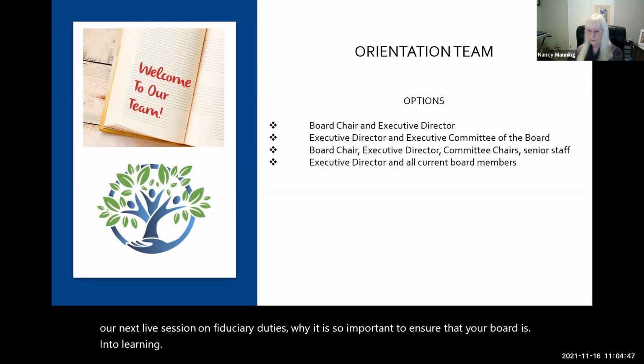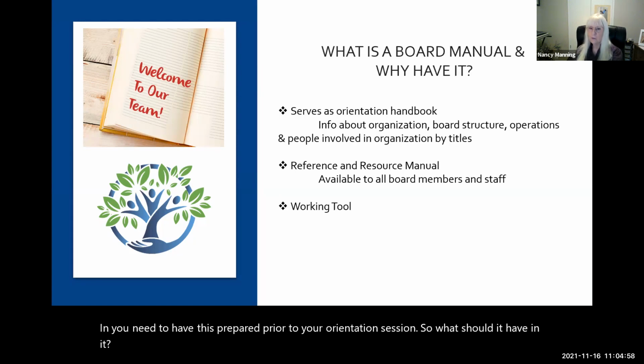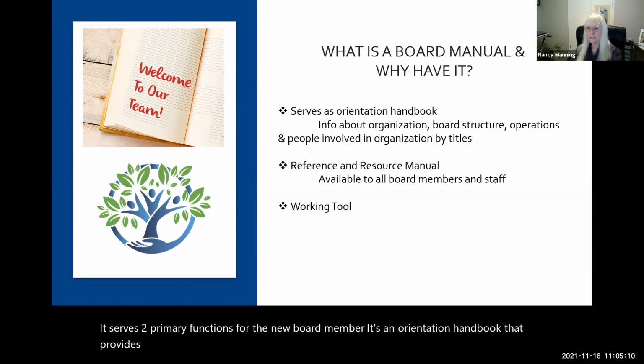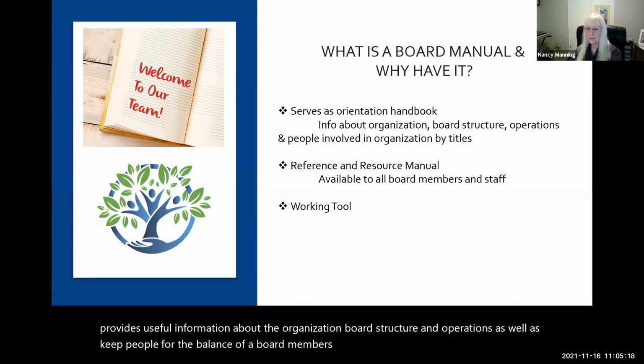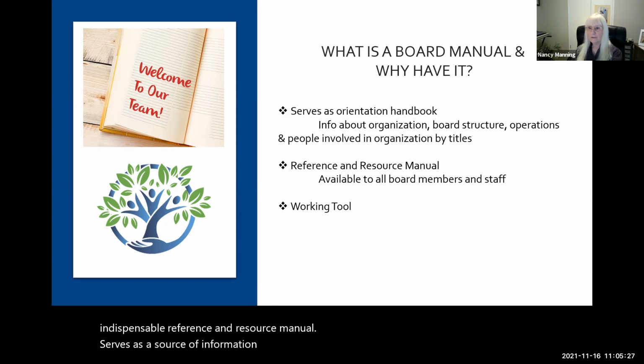A best practice for orientation will require that you develop a written manual. You'll need to have this prepared prior to your orientation session. So what should it have in it? And why should we have it? Well, first of all, it serves two primary functions. For the new board member, it's an orientation handbook that provides useful information about the organization, board structure, and operations, as well as key people. For the balance of a board member's board service, the manual then becomes an indispensable reference and resource manual. It serves as a source of information for board members, staff, and volunteers.